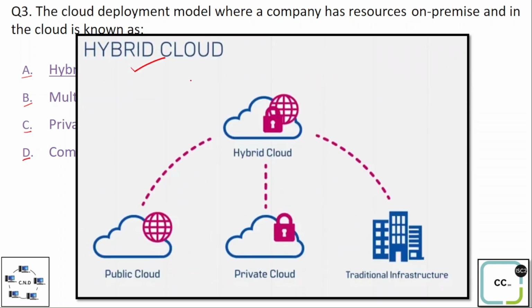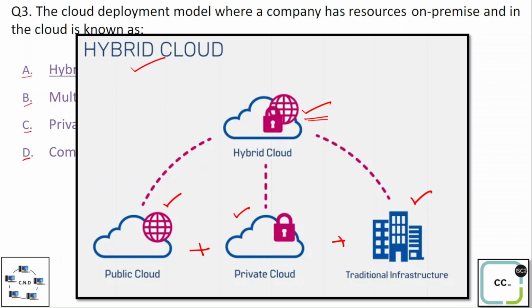And the correct option is option A, hybrid cloud. So what is a hybrid cloud? Hybrid cloud is basically the combination of two or more of these cloud models. In this particular case, if you have the public cloud as well as your on-premises traditional infrastructure, then the combination of both will be known as the hybrid cloud. Similarly, if you have your private cloud as well as the public cloud, then this combination can also be called a hybrid cloud. Similarly, the combination of all these three is also known as the hybrid cloud.